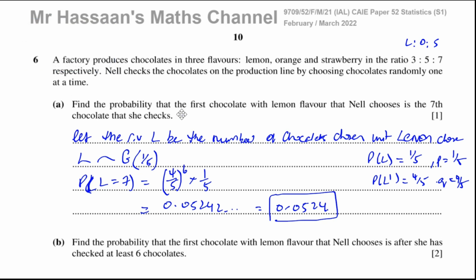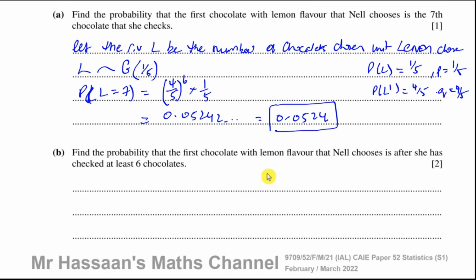So it's a geometric distribution, so that's how that works. Then it says find the probability that the first chocolate with lemon flavor that Nell chooses is after she has checked at least 6 chocolates. So basically, we want to find the probability that the random variable L is equal to 7 plus 8 plus 9 plus, and going on until forever. That's what we want to find.